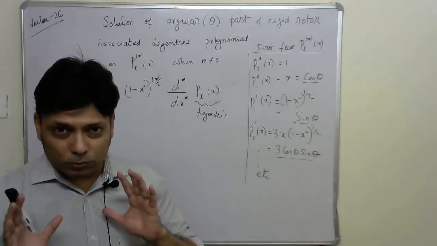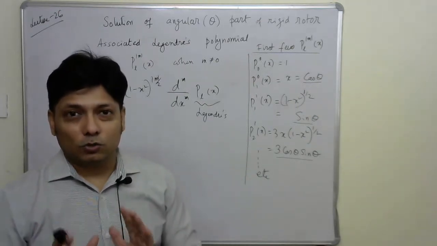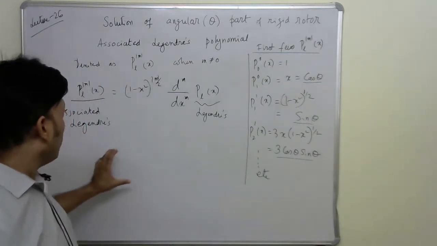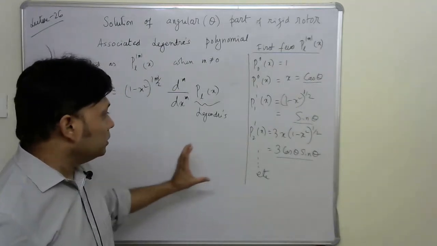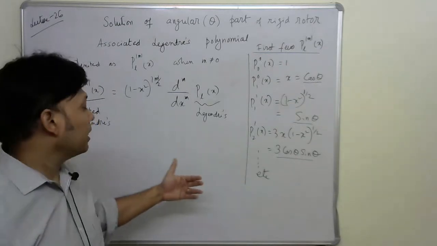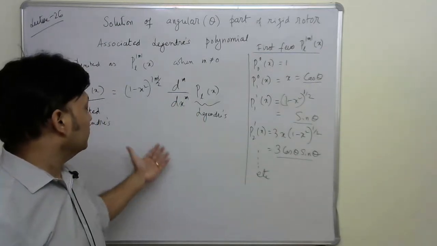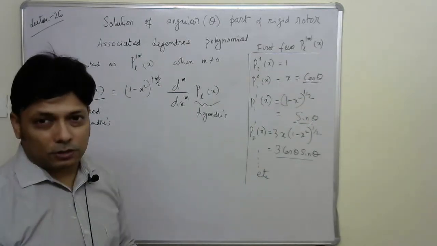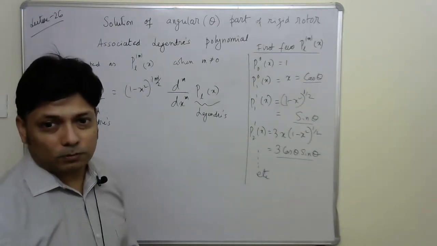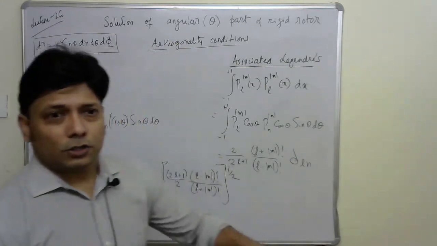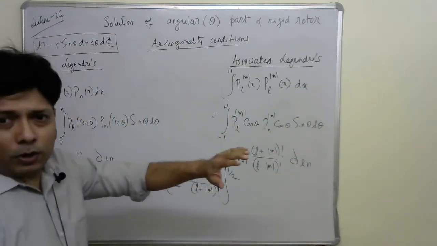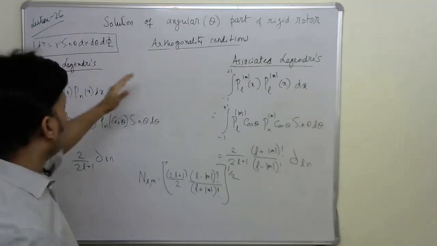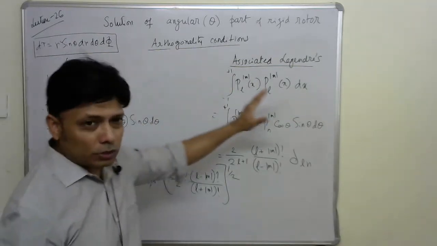Okay, so those are the 2 things I want you to appreciate. Alright, so let's move on to the normalization part and the orthogonality part as a whole for associated Legendre's polynomial. So let's check it out. Alright, so here we go for the orthonormality conditions for Legendre's and associated Legendre's.